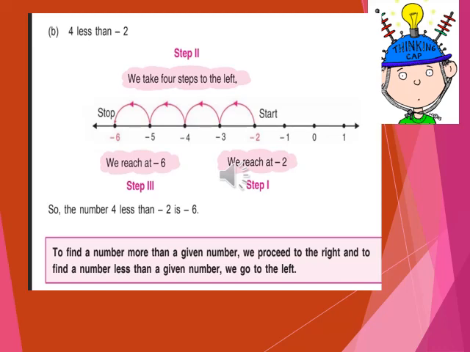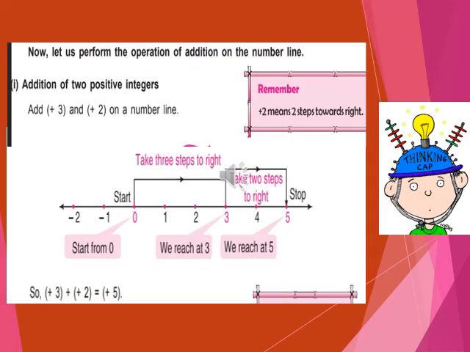Now to find a number more than a given number, we have to proceed to the right, and to find a number less than a given number, we have to go to the left side of the number line. The same way we will now operate the other numbers. Now let us perform the operations of addition on the number line. Remember, my dear students, plus 2 means 2 steps towards the right side, and minus 2 means 2 steps towards the left side of the number line.